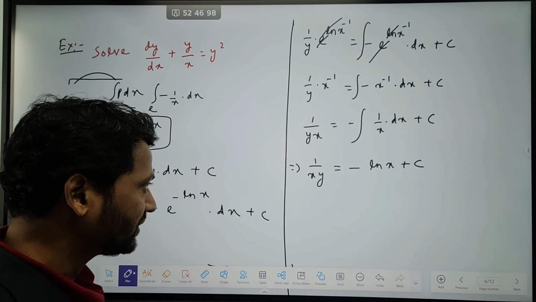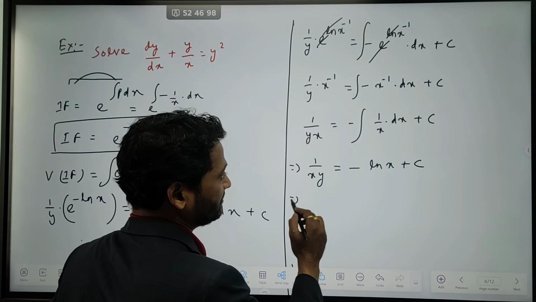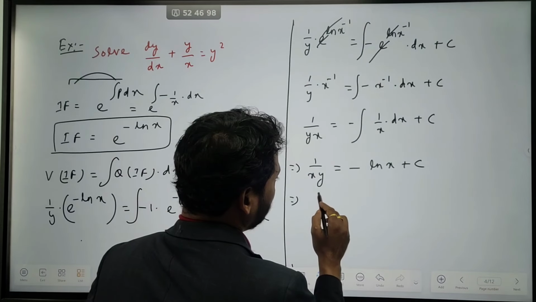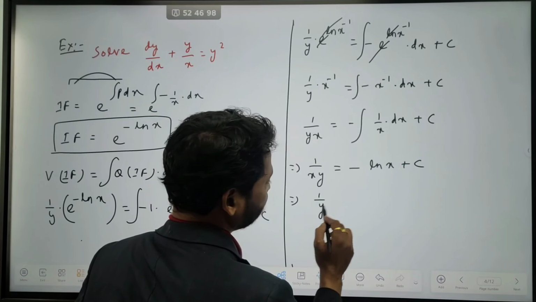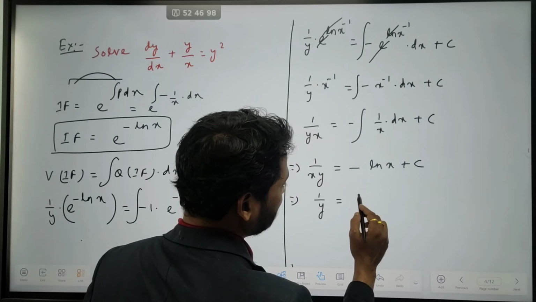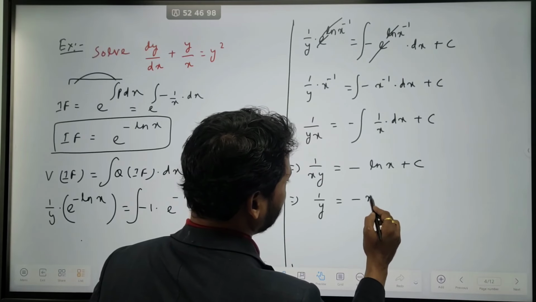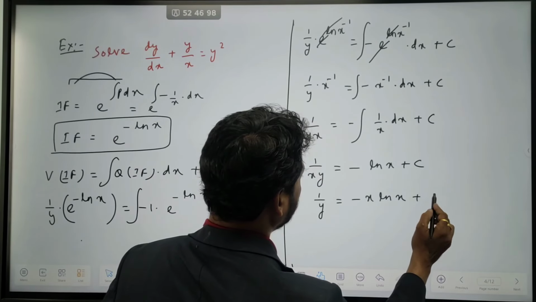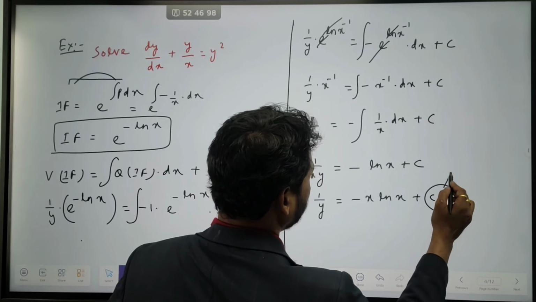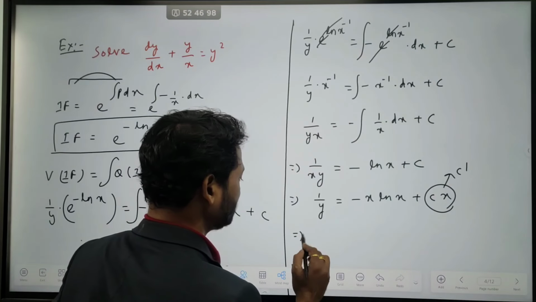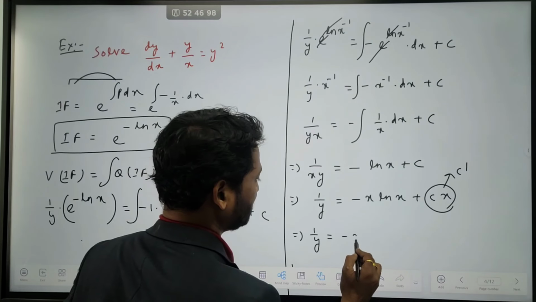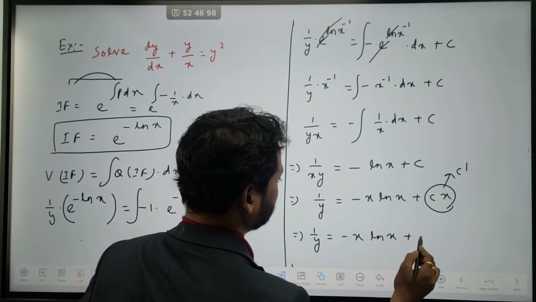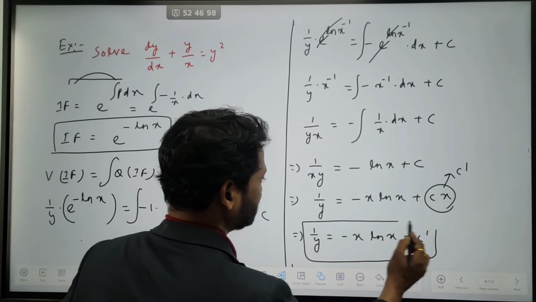Okay, so here 1 by y is equal to, you multiply this side, so minus x ln x plus cx. cx you take as another constant c dash. So 1 by y is equal to minus x ln x plus c dash. This is your solution.